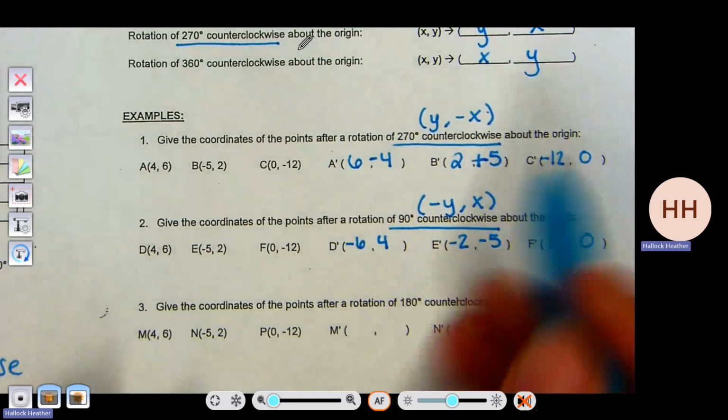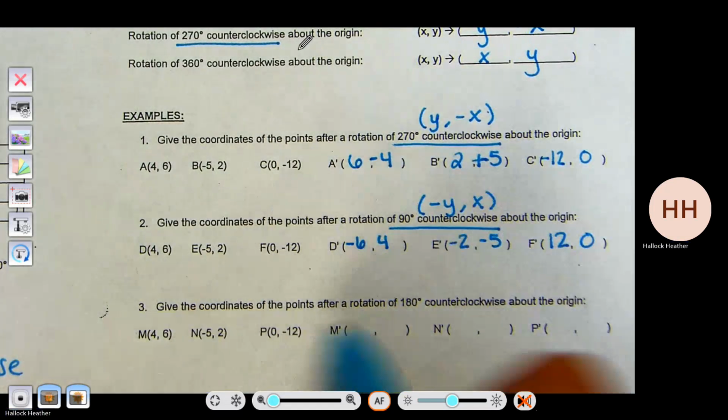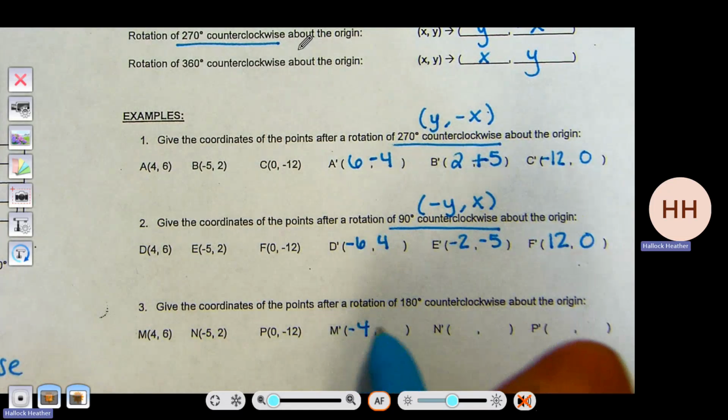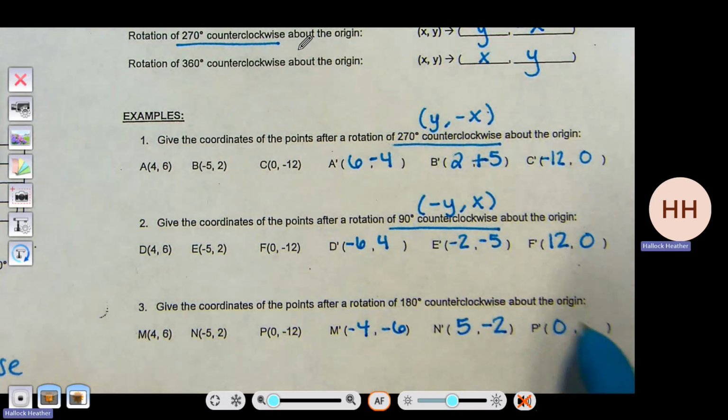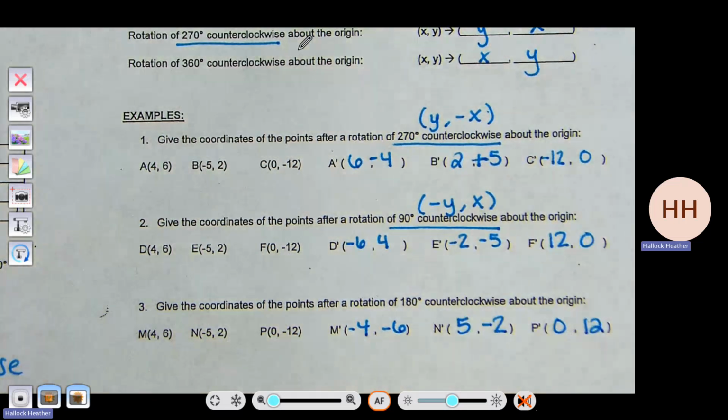Okay, so what's M? Yeah. So M should be negative 4, negative 6. Good. What's N? 5, negative 2, and then P is 0, 12. So that is easy. On the back, you can use the website. The website will help you. Okay. Or you can use the rules.